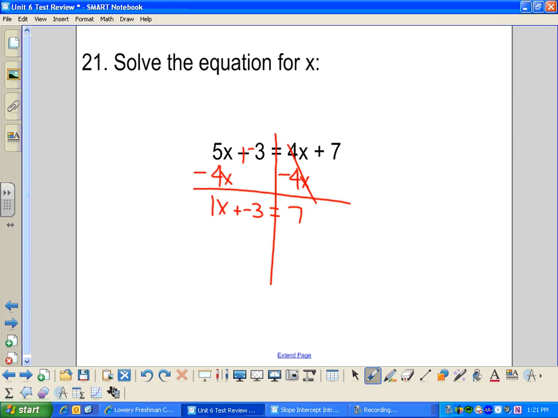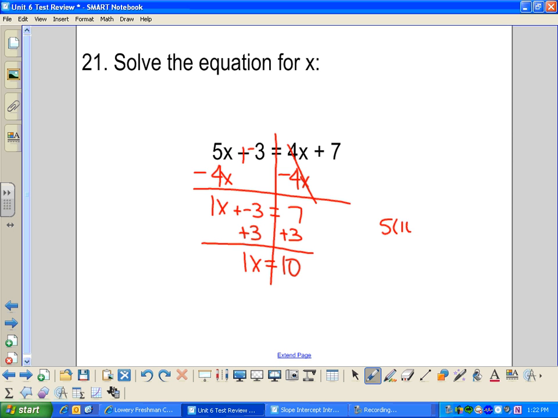Good. Now I need to isolate x. I need to get it by itself. So I'm going to add 3 to both sides. And I end up with 1x is equal to 10. Same thing as x is equal to 10. And that's my solution. I can check real quick.